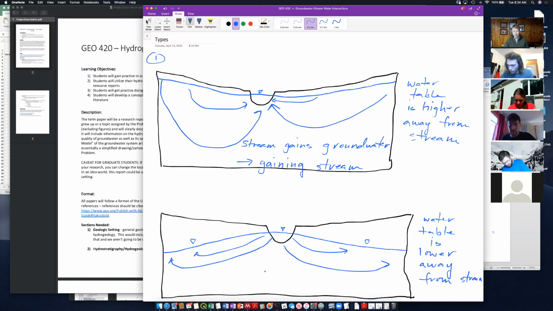And so this stream loses to groundwater. So we call this a losing stream. And by the way, this goes for a lake as well. So I'll put a lake here, any surface water body.